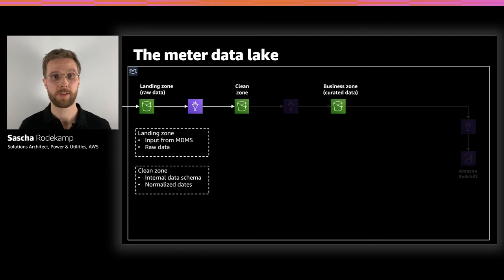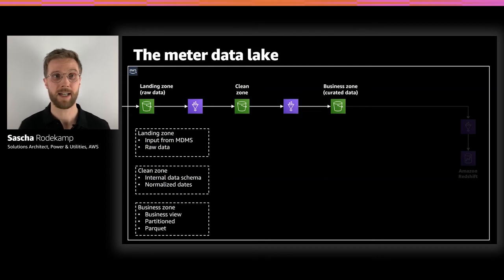We then have the business zone, and this provides the meter reads in the right granularity and format so that they can be accessed efficiently. You can think of the business zone like a business-friendly view on your meter reads. And the task of the second Glue job is then to partition the meter reads by reading type and reading date and store them in Parquet, which is a column-based compressed file format.